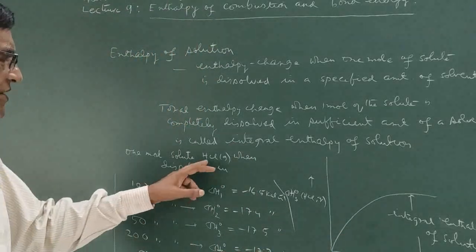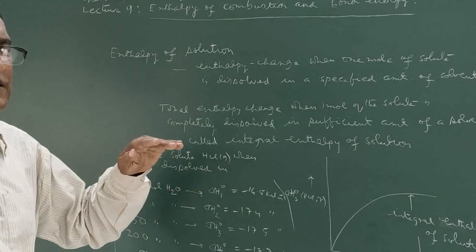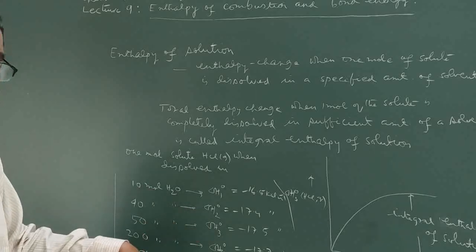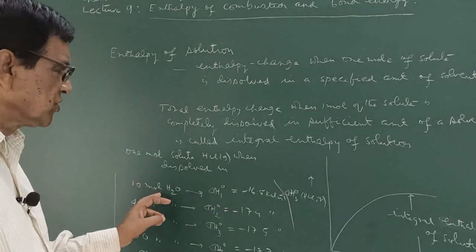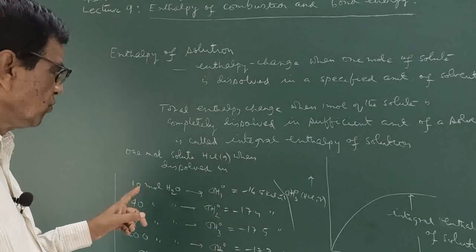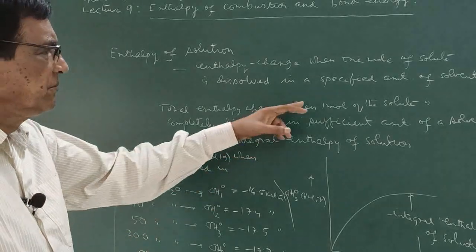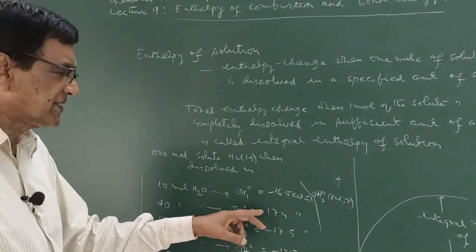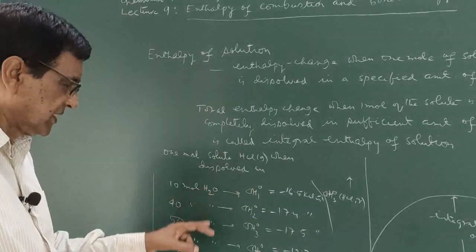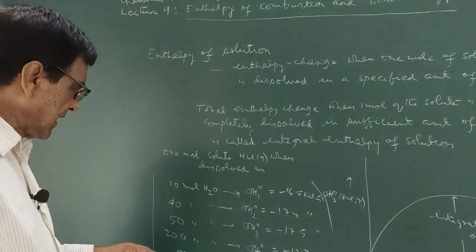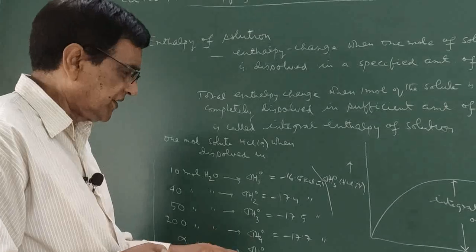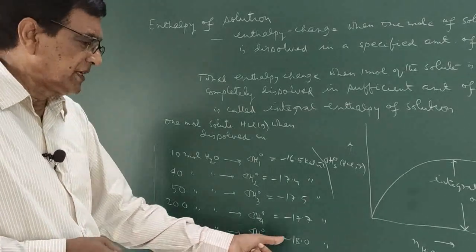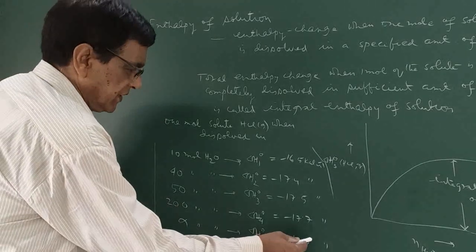So if we take one example, HCl gas, the solute, whenever dissolved, it is exothermic, the heat is liberated. When 10 moles of water is taken as solvent, for 1 mole of HCl solute it is minus 16.5 kilocalorie. If 40 moles of water is added, then it will be minus 17.4 kilocalorie. If 50 moles of water is added, then it is increasing to 17.5, and if 2000 moles of water is added, then it is minus 17.7. If an infinite amount of water is added, then this value is minus 18.0, and this is the integral heat of solution.